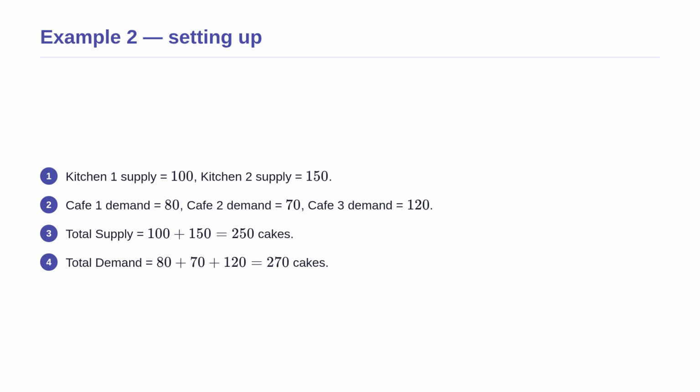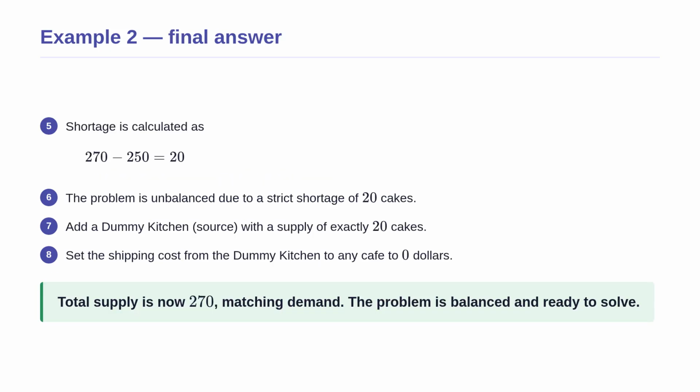We start by adding the cake supply from both kitchens, giving us a total inventory of 250 cakes. Next, we add the demand from all 3 cafes, which totals 270 cakes. We immediately see a problem. The cafes want more cakes than the kitchens can possibly bake. To fix this mathematically, we calculate the exact difference. Subtracting the total supply from the total demand reveals a strict shortage of 20 cakes.